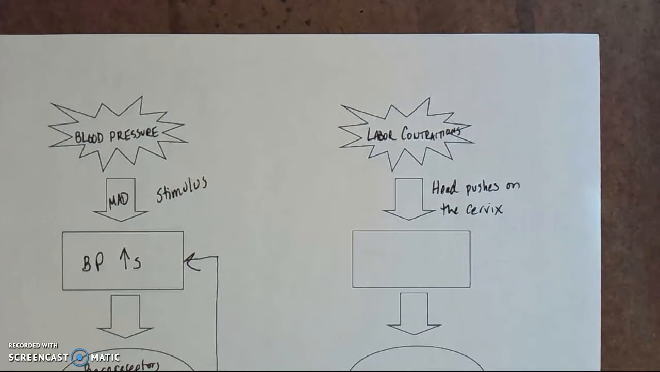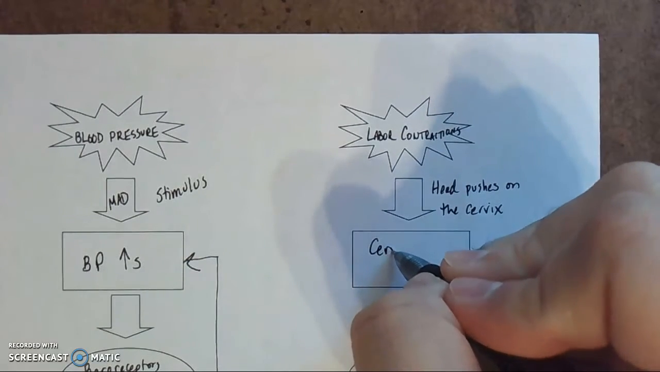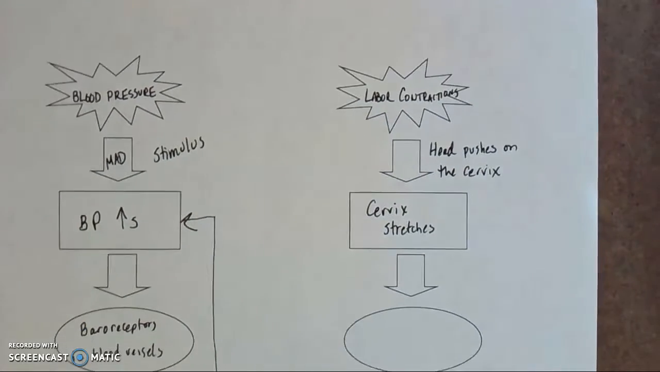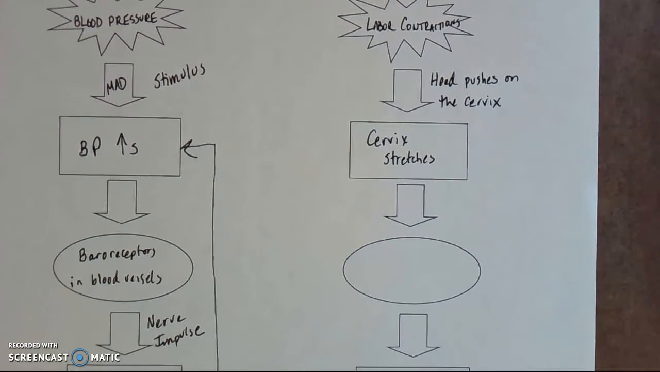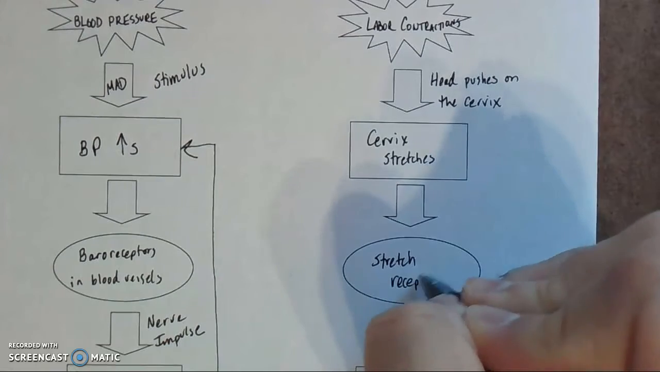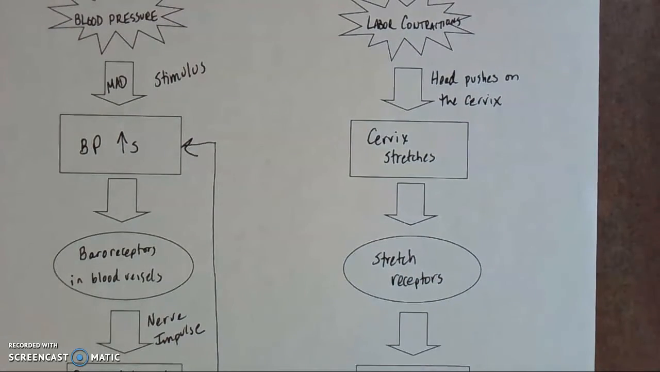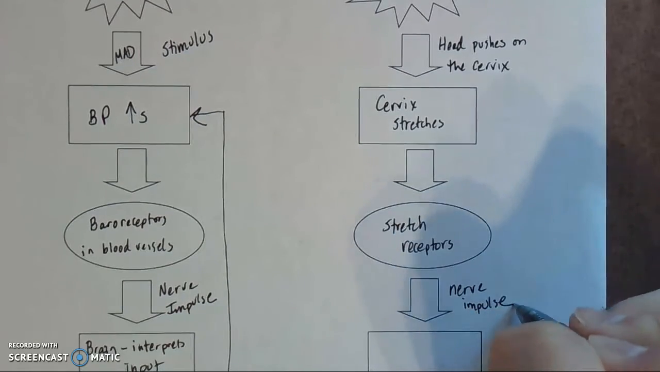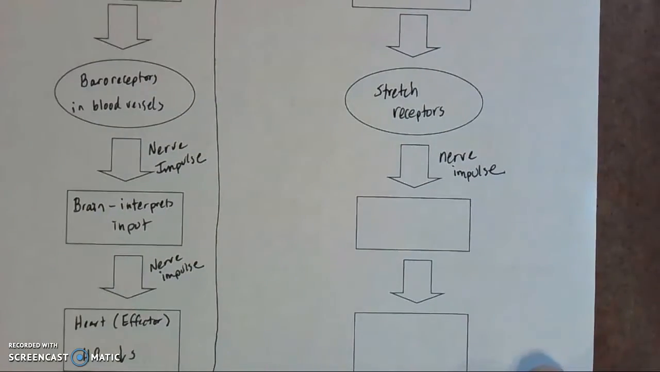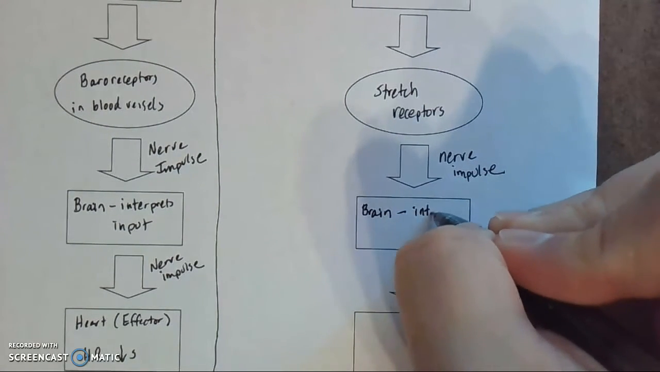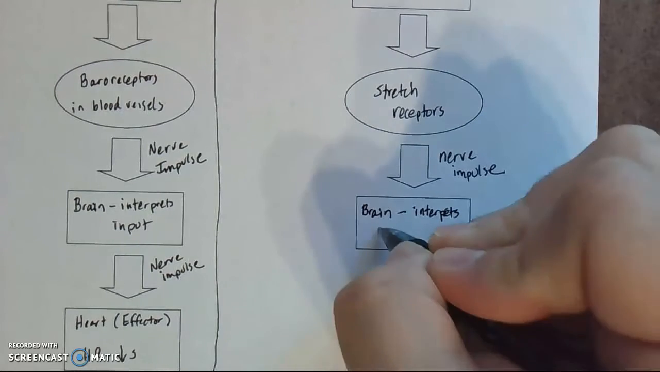So as the head is pushing on the cervix, it stretches slightly. And located in the cervix are receptors that are actually going to detect this stretch. So we have stretch receptors. If it triggers it enough, it sends input in the form of a nerve impulse to the brain, our control center. And it interprets the results.